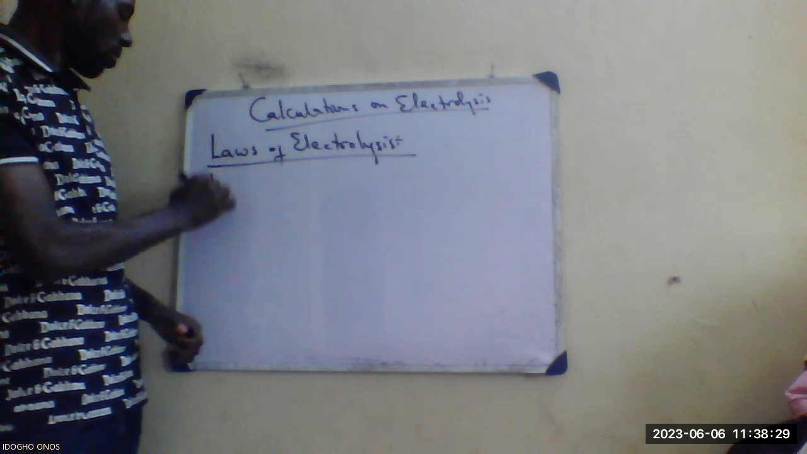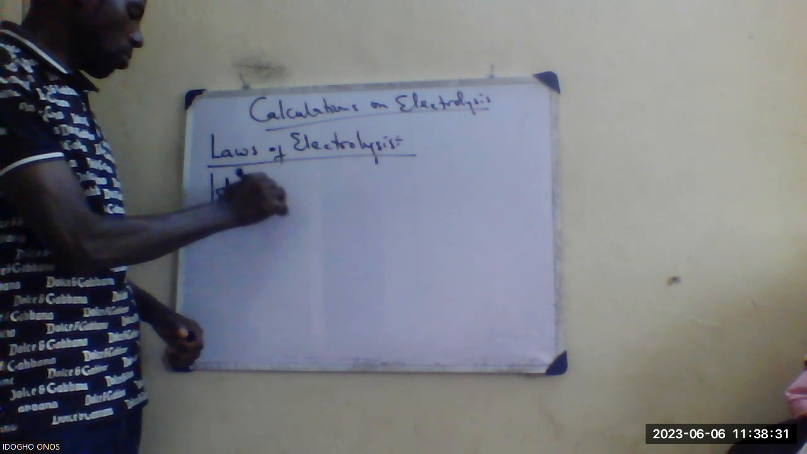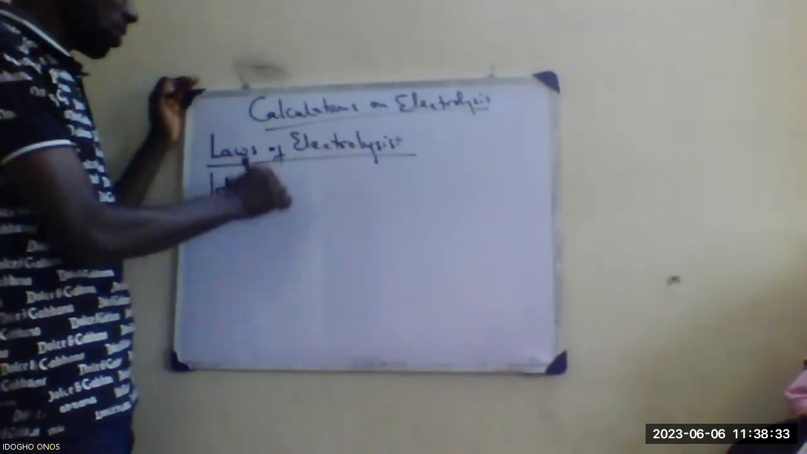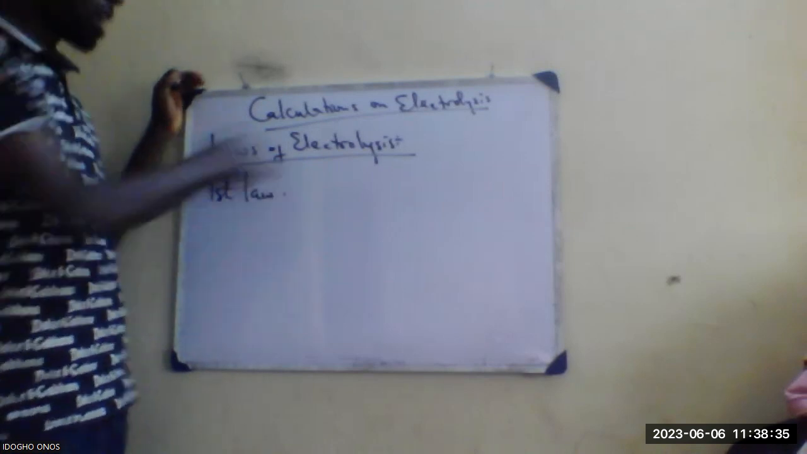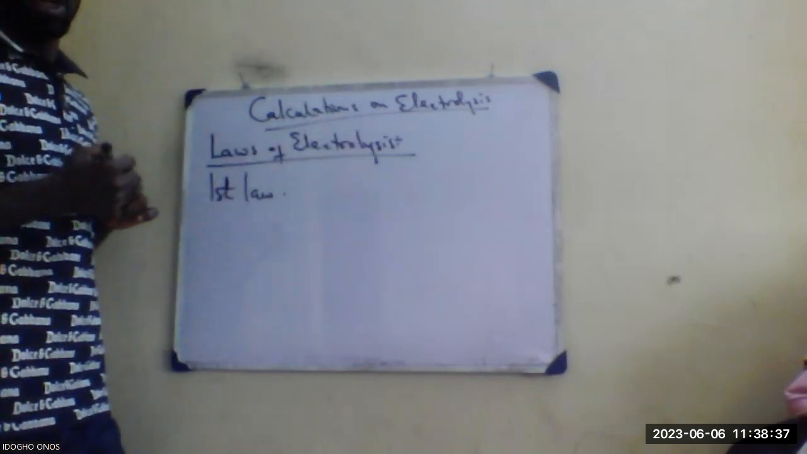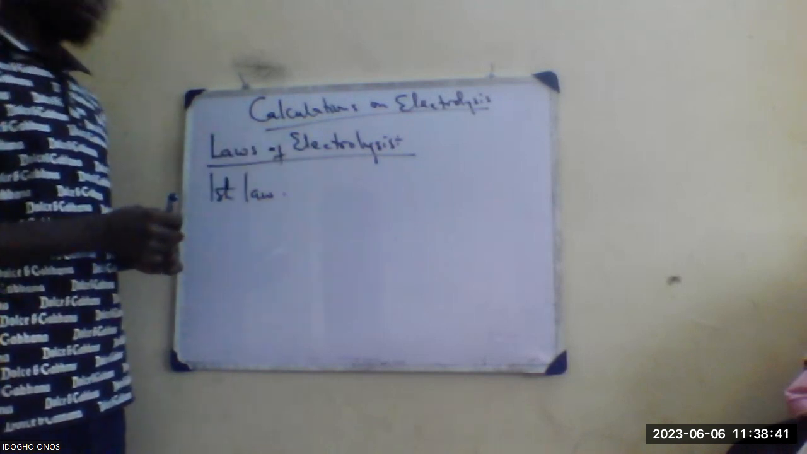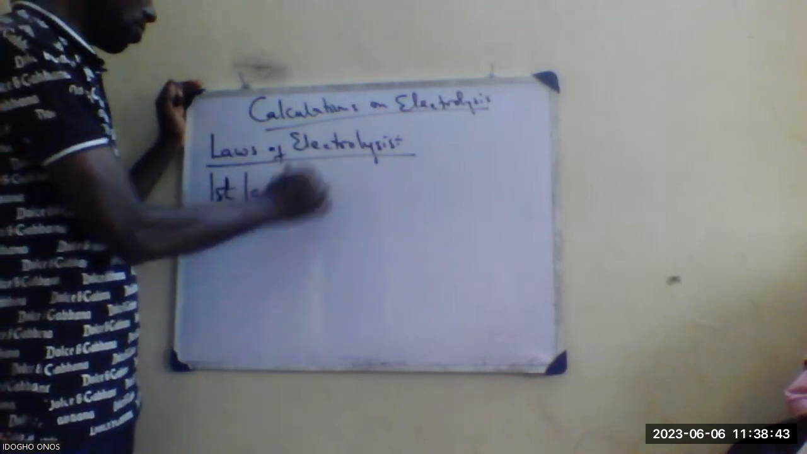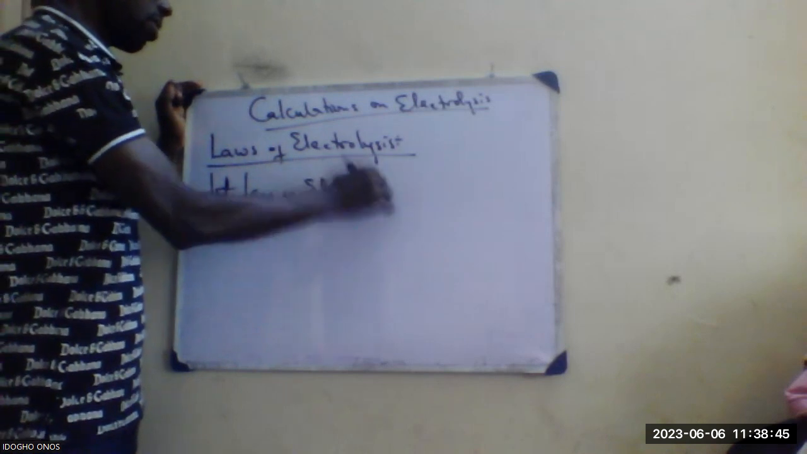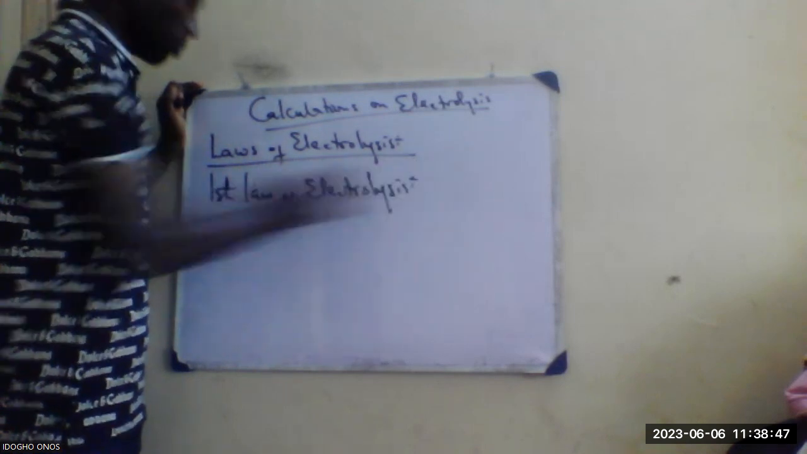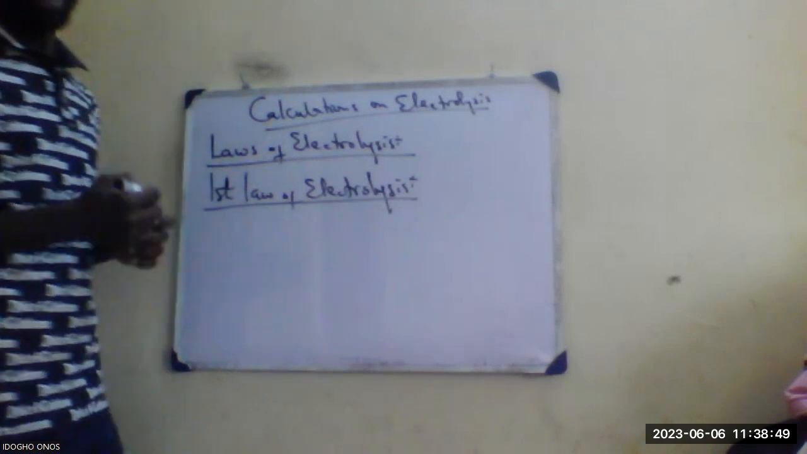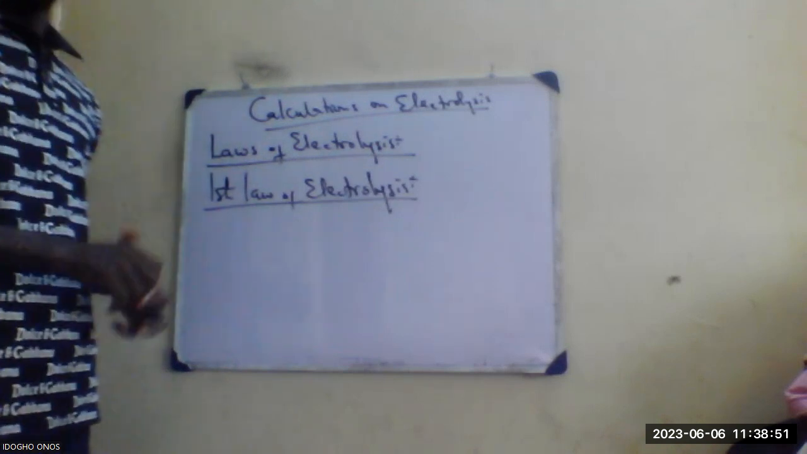So the first one is the first law. We always say first law of electrolysis, or we can say Faraday's laws of electrolysis. That's the right word to use. Faraday's laws of electrolysis. So first law of electrolysis. That is Faraday's first law of electrolysis.